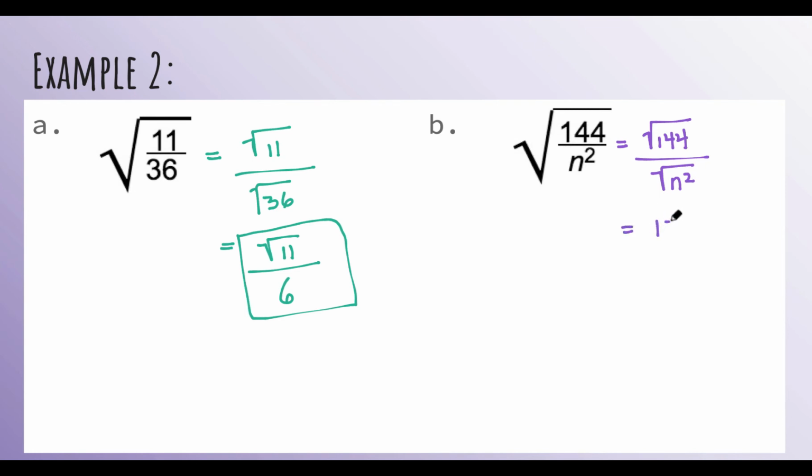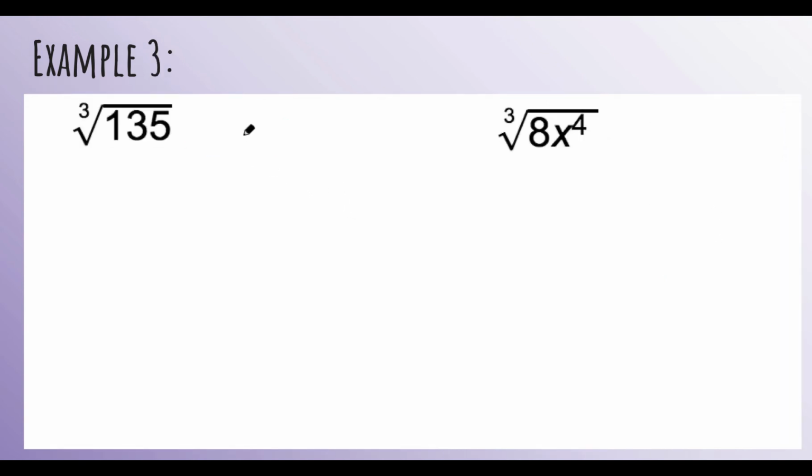144 is a perfect square, which is 12. Square root of n squared is n. Okay, now we're going to look at some cube roots. So we have the cube root of 135.